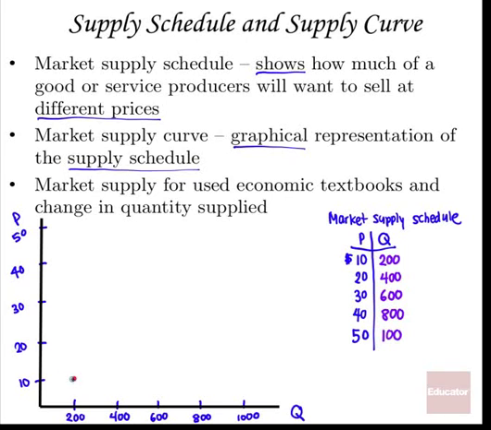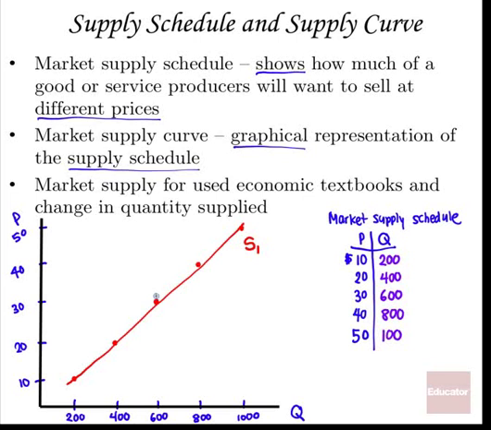So we're going to go ahead and make the marks here. And what you have here is a supply curve. As price goes up, quantity supplied goes up.